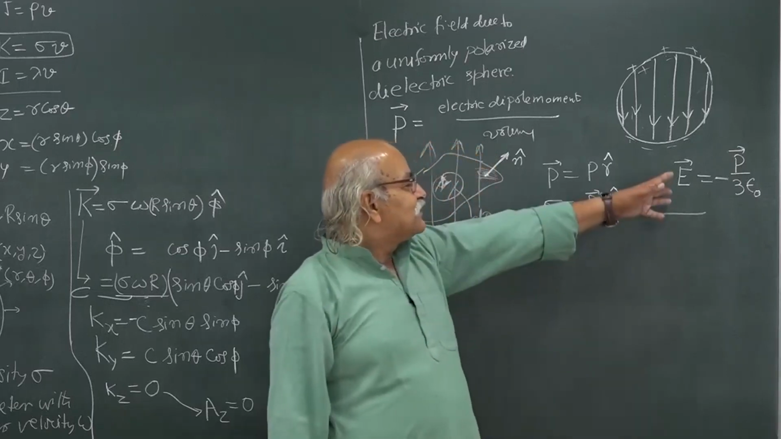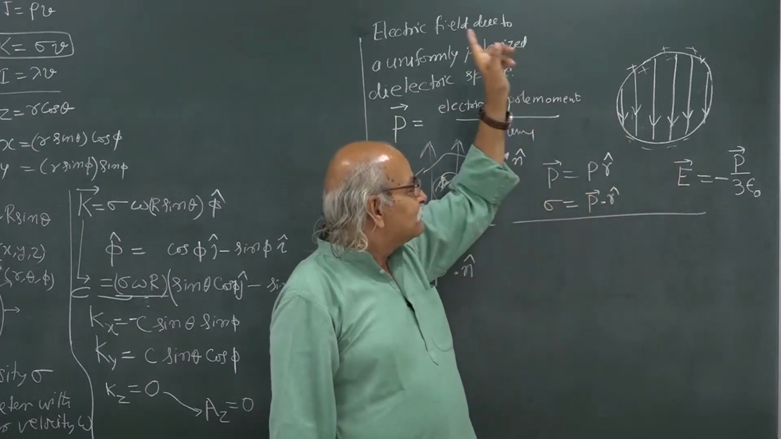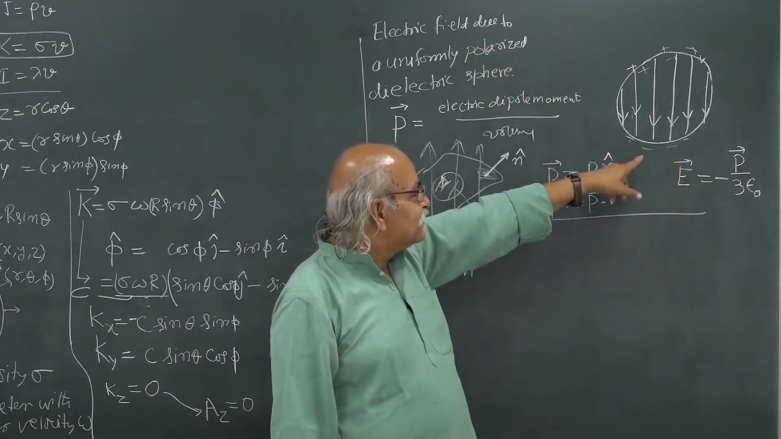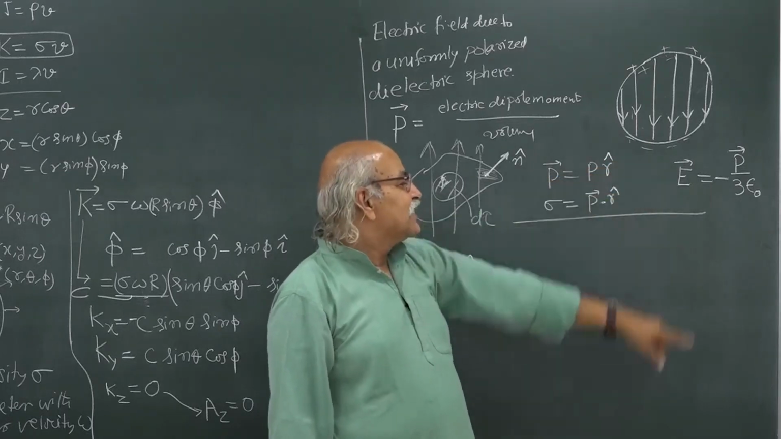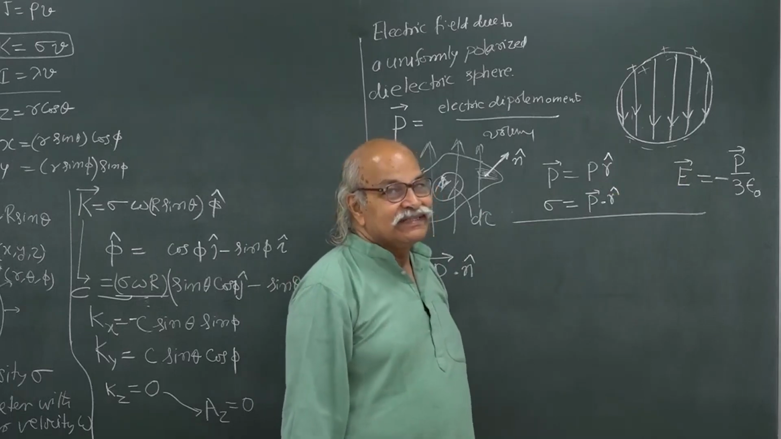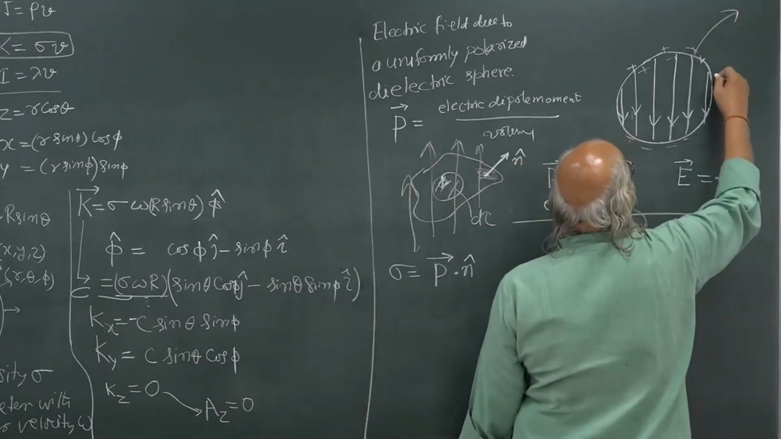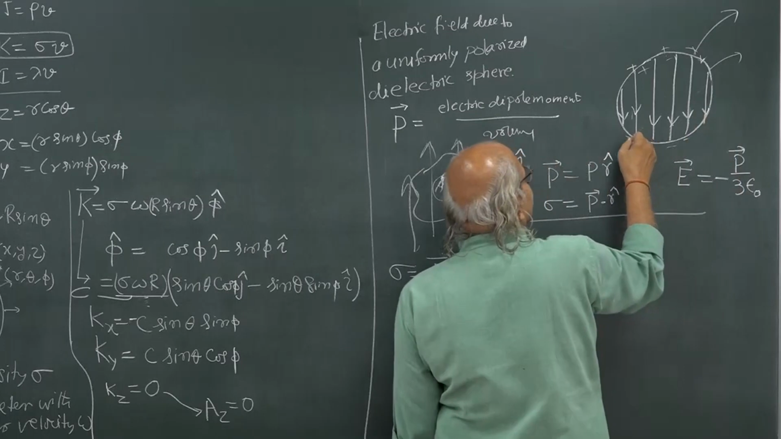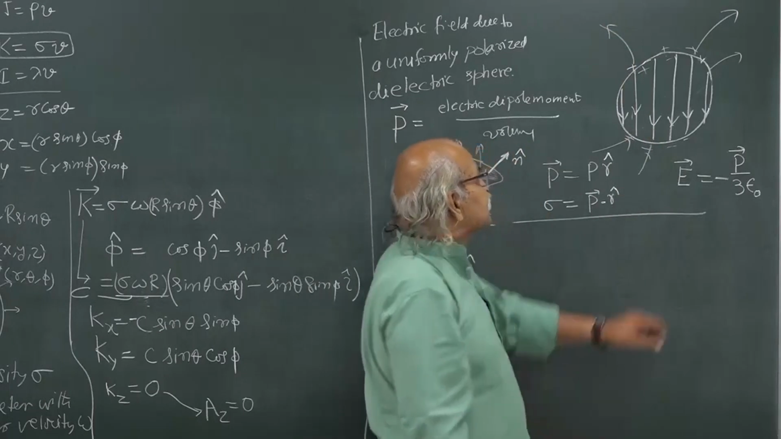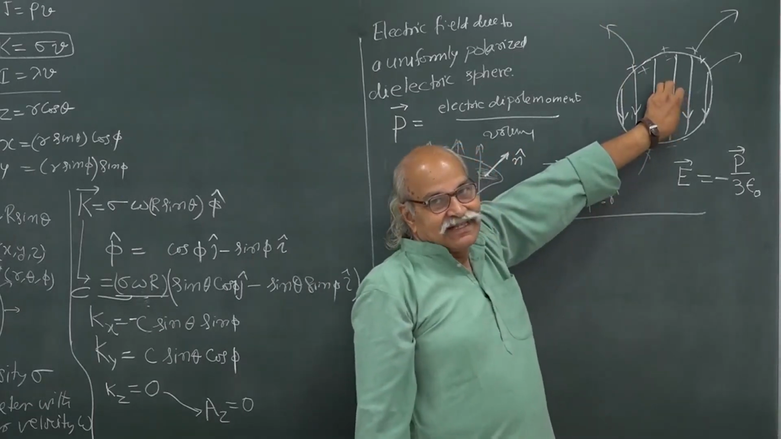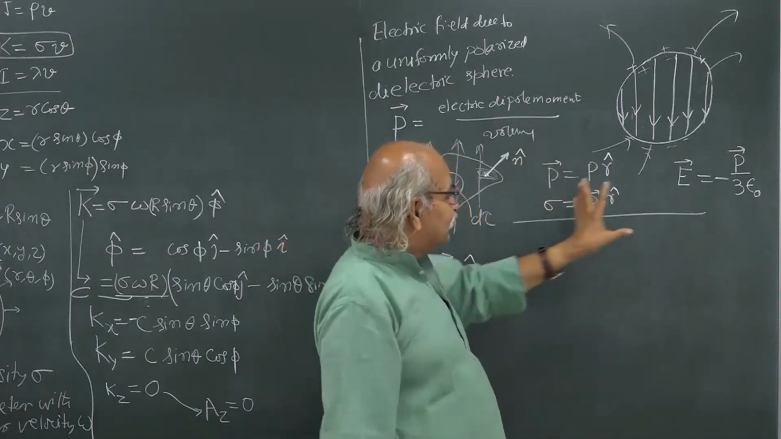Very, very famous and interesting and important result, that if you have a uniformly polarized sphere, the electric field inside is just given by this minus P by 3 epsilon naught, and the outside electric field is like a dipole, as if there is a small dipole at the center, and then the dipole kind of field will be there, but we will be presently talking of the inside only.